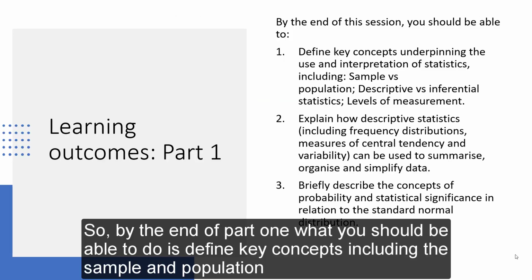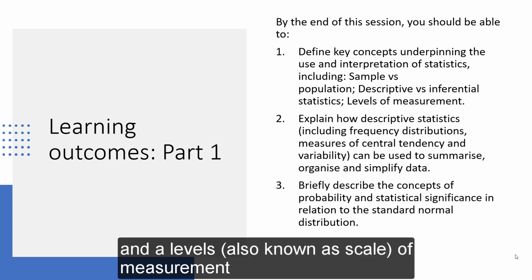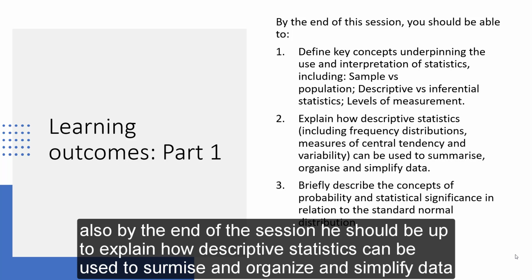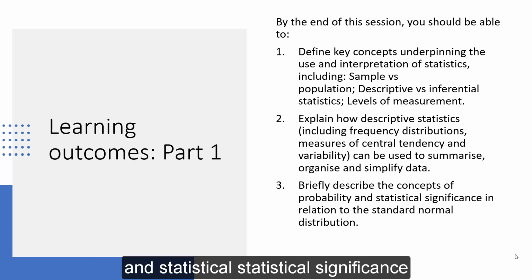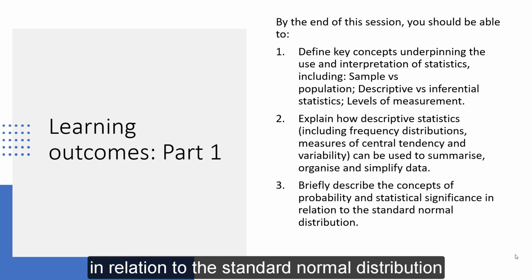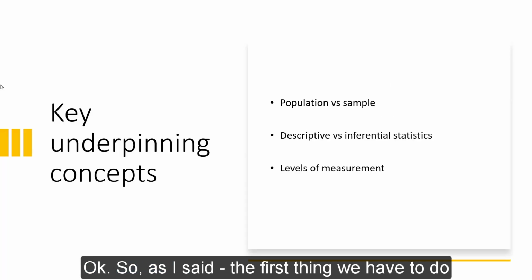So by the end of part one, what you should be able to do is define key concepts, including the sample and population, descriptive versus inferential statistics, and levels, also known as scale, of measurement. Also by the end of the session, you should be able to explain how descriptive statistics can be used to summarise and organise and simplify data. And you should be able to briefly describe the concepts of probability and statistical significance in relation to the standard normal distribution.